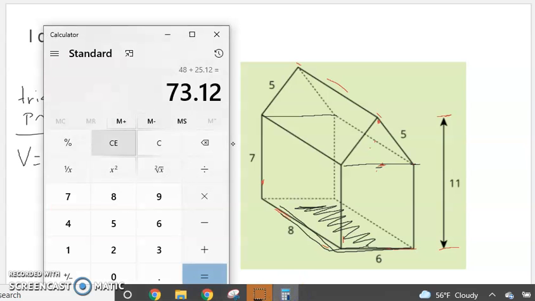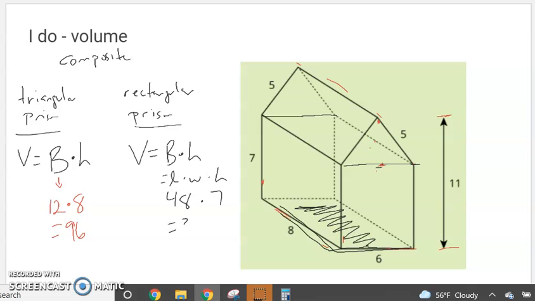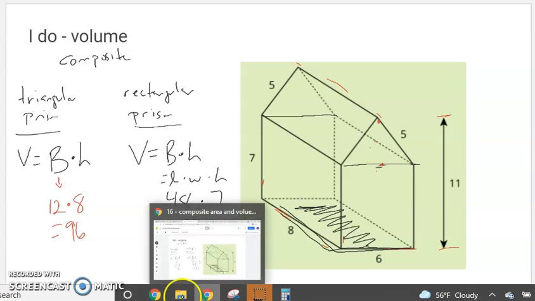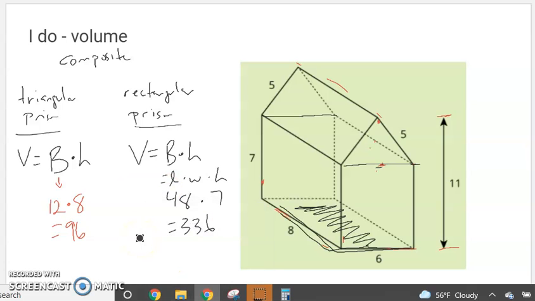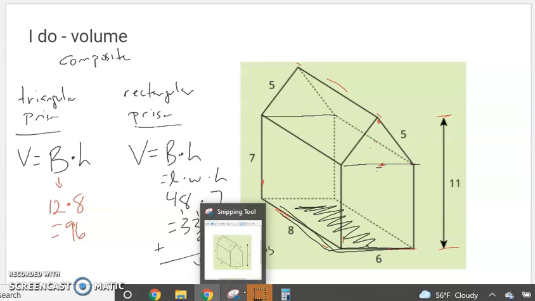That I'm going to need a little help with real quick. 48 times 7 is 336. So there's the rectangular prism. There is the triangular prism. Add them together, and we've got the whole thing: 432 cubic. It doesn't tell me what those are, so I'll just call them cubic units. That's how you find composite area and volume.